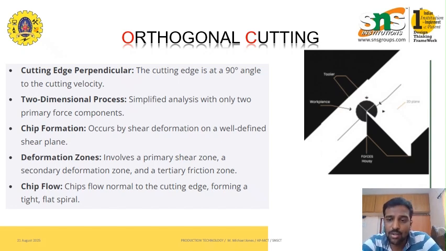So we have two different types of cutting. One is orthogonal cutting and the other one is oblique cutting. The first is orthogonal cutting. As the name itself means, the workpiece and the tool are kept perpendicular. It is kept at a 90-degree angle, and it is a two-dimensional simplified process to form the chips. The deformation zones involve a primary shear zone and a secondary shear zone. The chip flow follows a direction normal to the cutting edge.